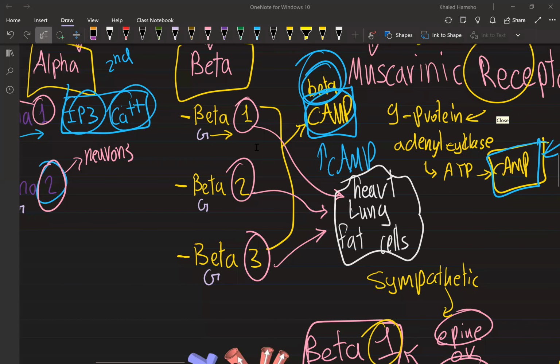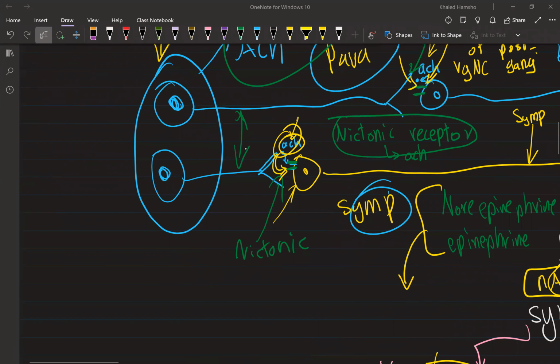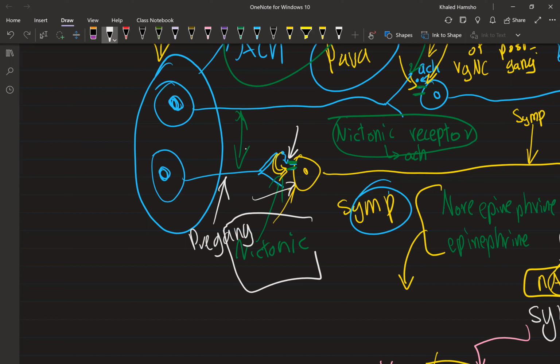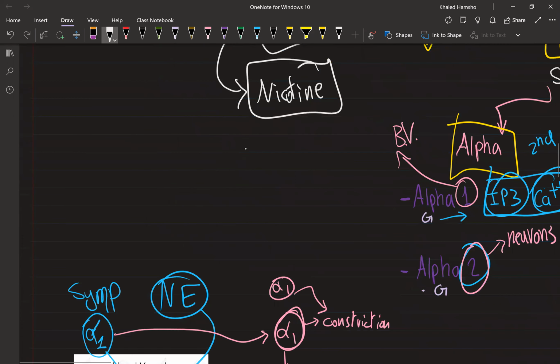Nicotinic is just the name of the receptor over here. Remember the preganglionic neuron over here binding to the postganglionic neuron over here? It uses the nicotinic receptor. The reason it's called nicotinic, by the way, is because nicotine binds over here. This is just a fun fact. You don't need to know this. Nicotine can bind on this receptor.